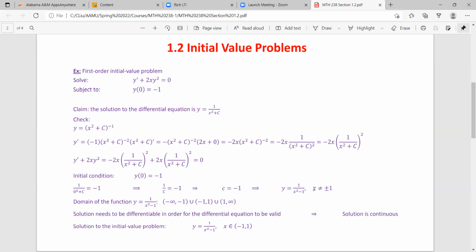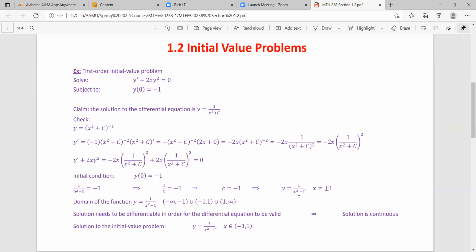And remember, you cannot divide by 0. So x squared minus 1 cannot be 0 in the solution. That means x cannot be positive or negative 1. Okay. Right? If you still remember the domain of rational functions, you want to avoid the points where the denominator is 0.